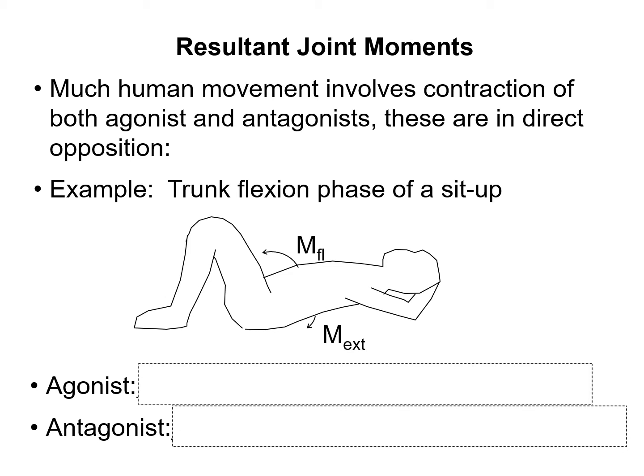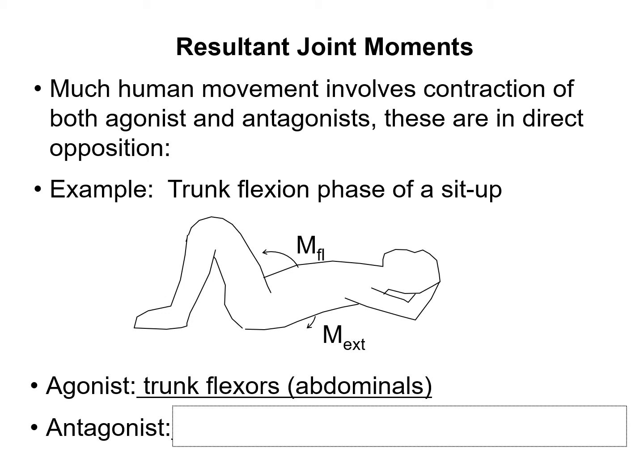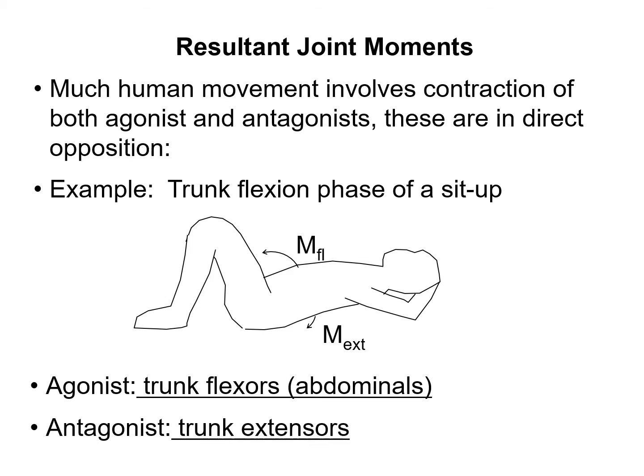So during the trunk flexion of a sit-up, our agonists will be our trunk flexors, our abdominal muscles like the rectus abdominis muscles, and our antagonists would be our trunk extensors. A good example of this would be the erector spinae group.